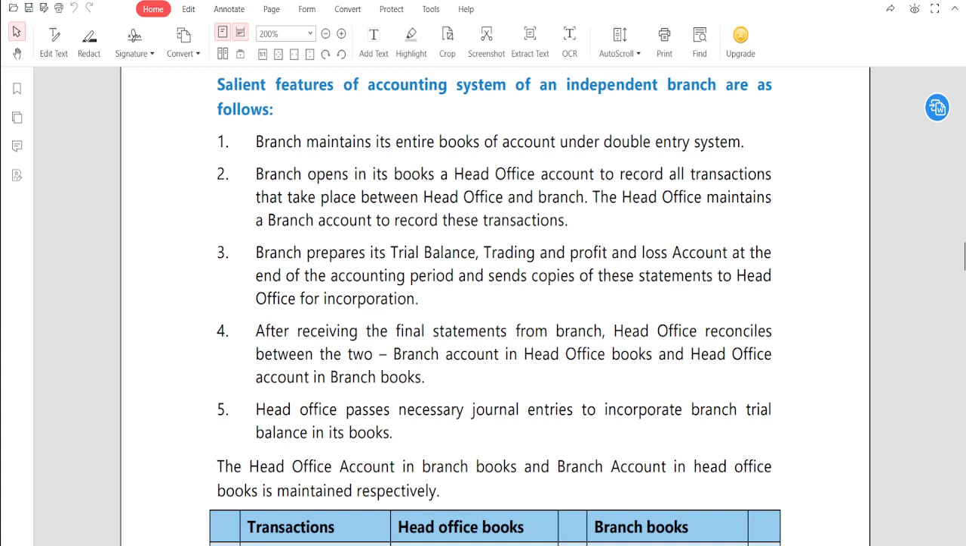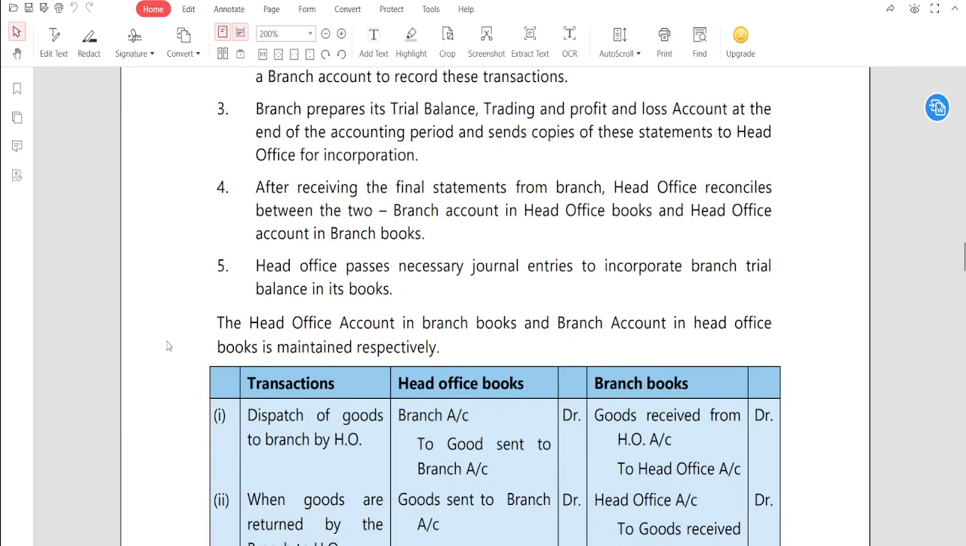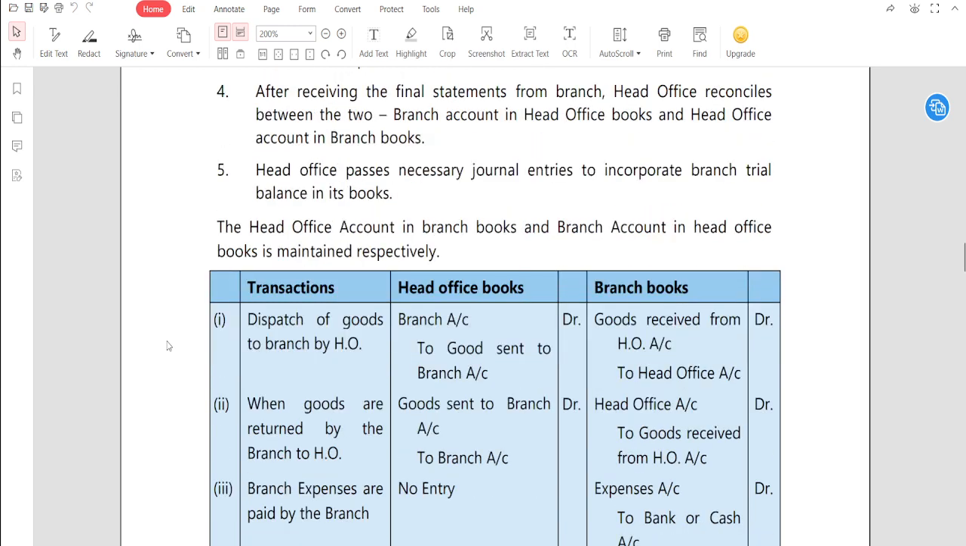So from here, these 5 points we have understood: separate books of accounts are prepared by the branch as well as the HO, and at the end of the period, the branch will send all the statements prepared by it to the HO for recording the final transactions. Now we are going to understand how the accounts are maintained when goods are sent from HO to branch, or any transaction happens in the branch itself, and how they will be incorporated in the HO books or in the branch books in these circumstances. We need to understand one by one to make it very clear cut.